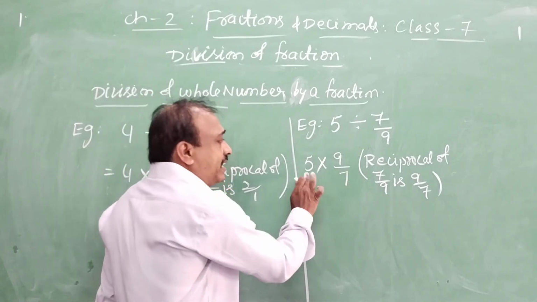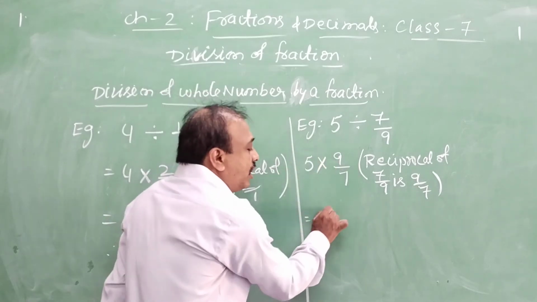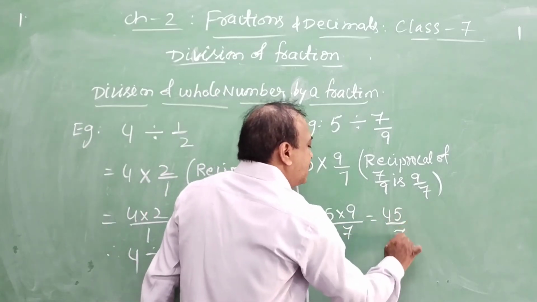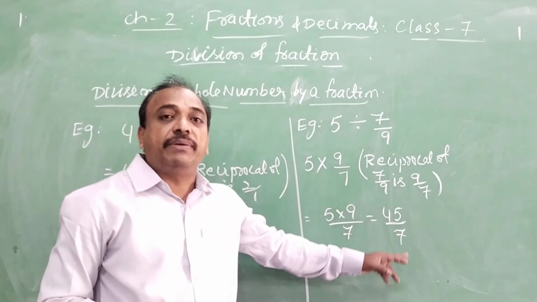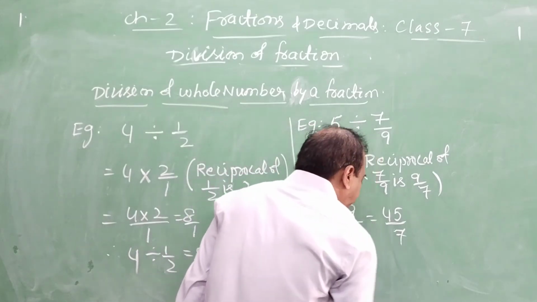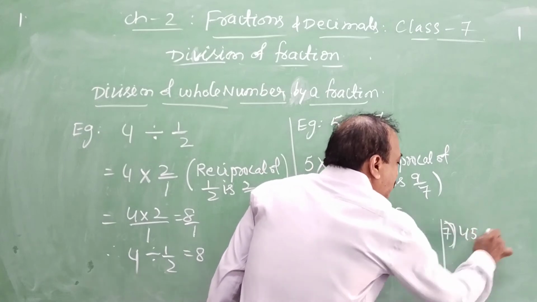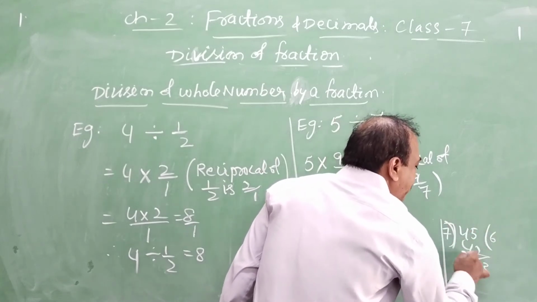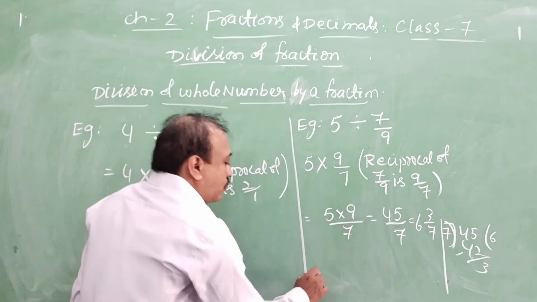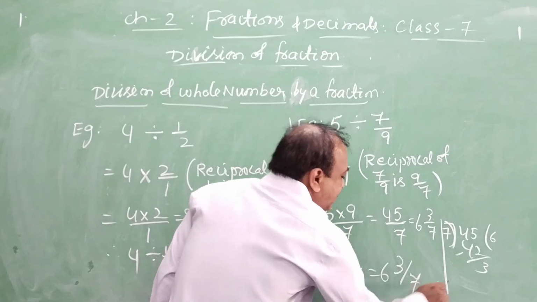Now you know how to multiply a whole number by a fraction; we discussed it in the earlier class. 5 into 9, whole number into the numerator, over the denominator. 5 nines are 45 by 7. You can convert this 45 by 7 into a mixed fraction by doing division. 45 divided by 7: 6 sevens are 42, 3 remains. So it equals 6 3 by 7. So 5 divided by 7 by 9 equals 6 3 by 7.